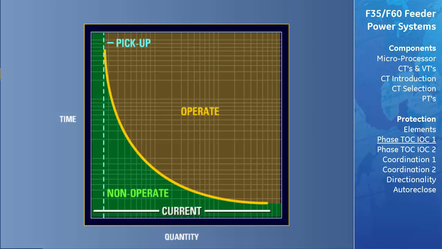Both elements require only current as the single measured system quantity, which is plotted on the x-axis. The x-axis is in multiples of pickup. As stated earlier, the y-axis is in units of time. The curve represents the boundary between the operate area, the area at and above the curve, and the non-operate area, the area below the curve and to the left of the pickup.